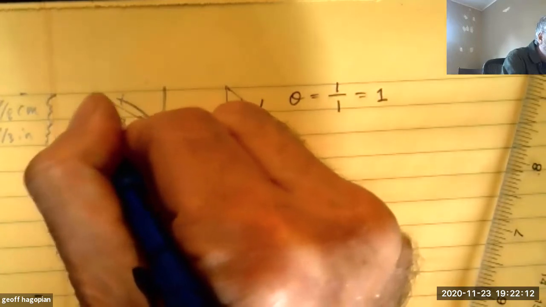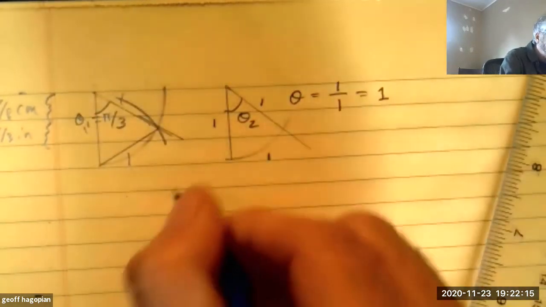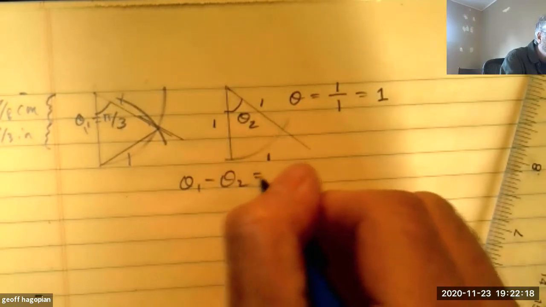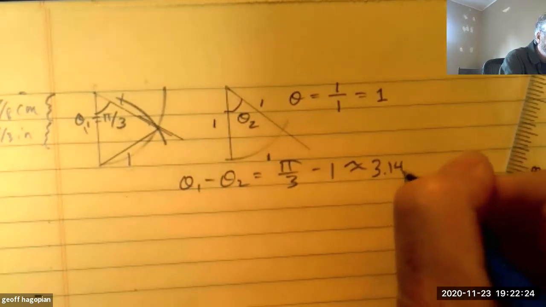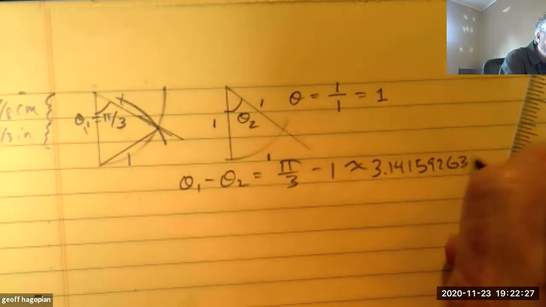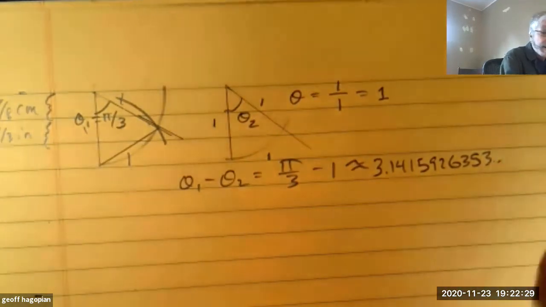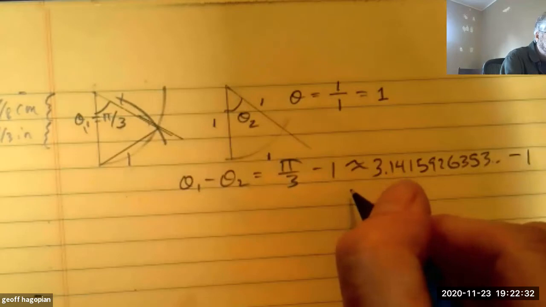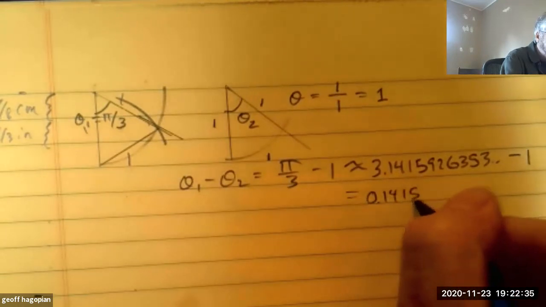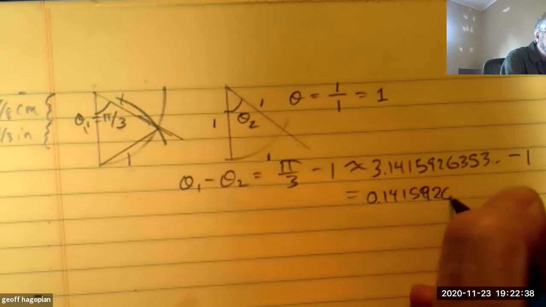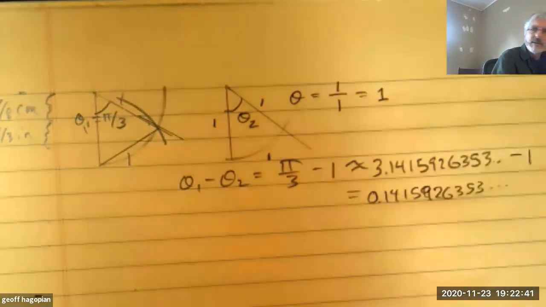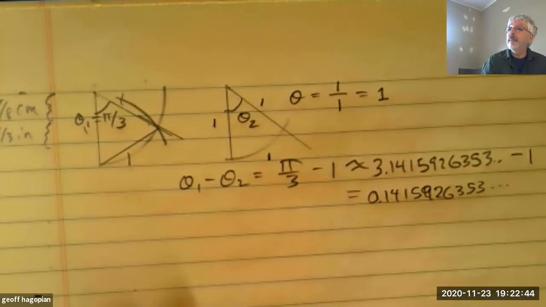Okay, so the difference, so let's say this is θ1 and this is θ2. And so θ1 minus θ2 is pi/3 minus 1. That's approximately 3.14159266353, and so on, minus 1, which is 0.14159266353. So that's a pretty small difference, right? But it is a difference. Viva la différence.